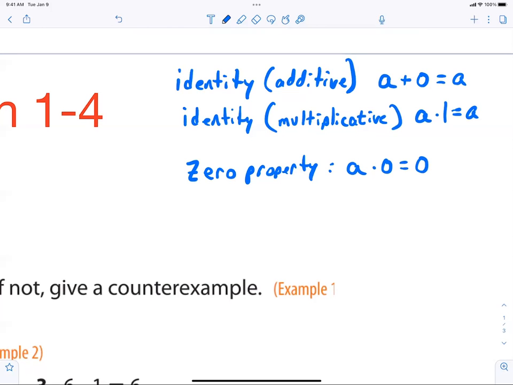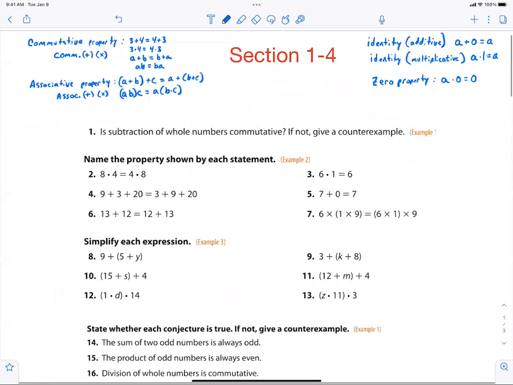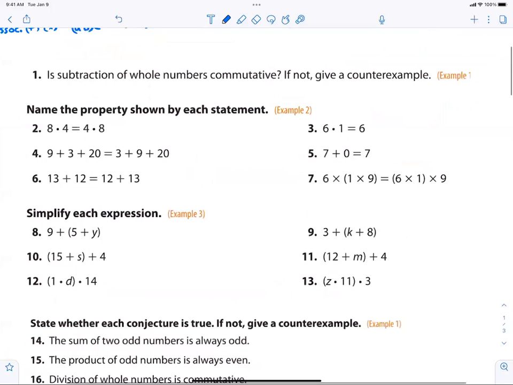All right, so now who did I say was starting? Colton. So you're reading number 1. Go ahead. Is subtraction of whole numbers commutative? What do you think? No. No, you are correct. But give me a counterexample. It's just proving to me it's wrong by giving me an example. How could you give me an example?